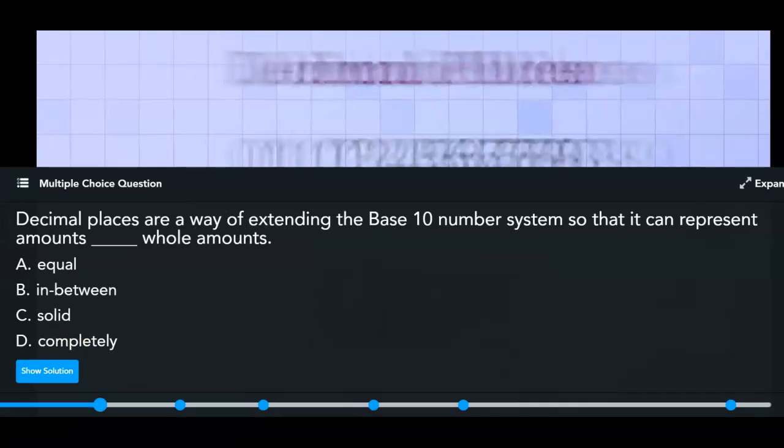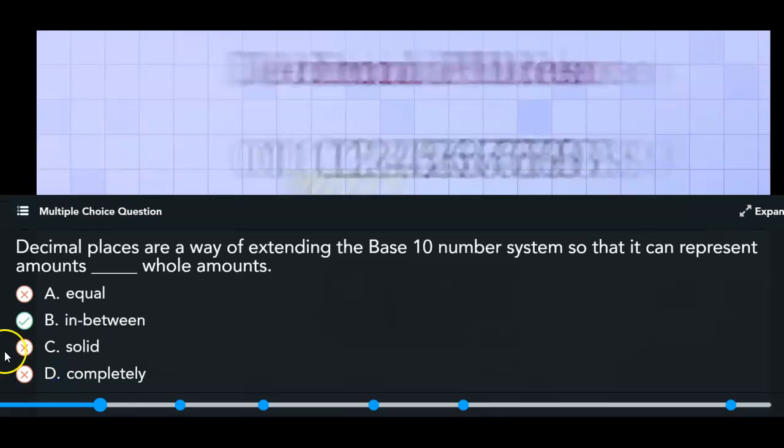Decimal places are a way of extending the base 10 number system so that it can represent amounts equal to whole amounts, in between whole amounts, solid whole amounts, or completely whole amounts. Which one did he say? In between. So decimals represent in between whole amounts.